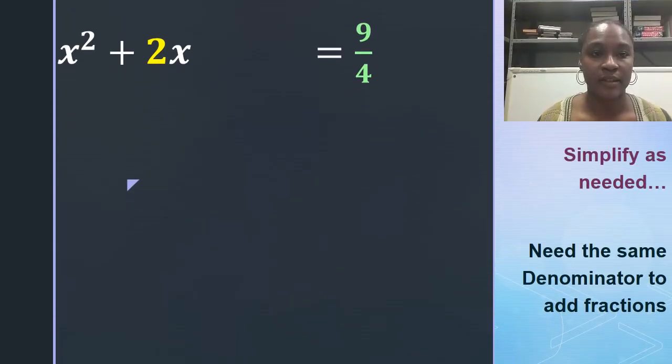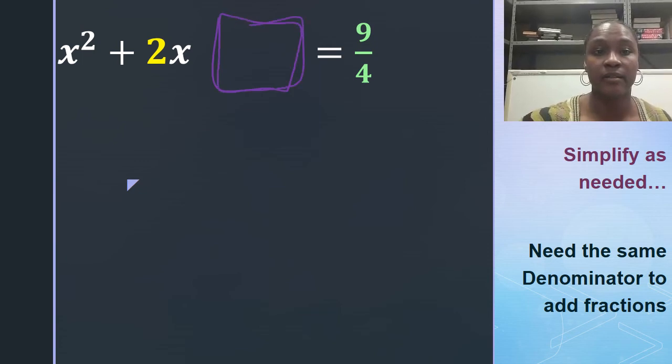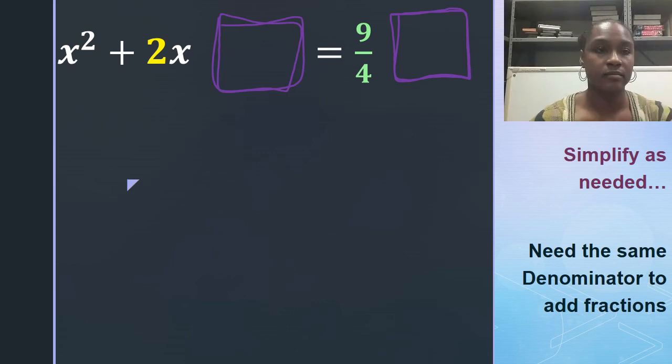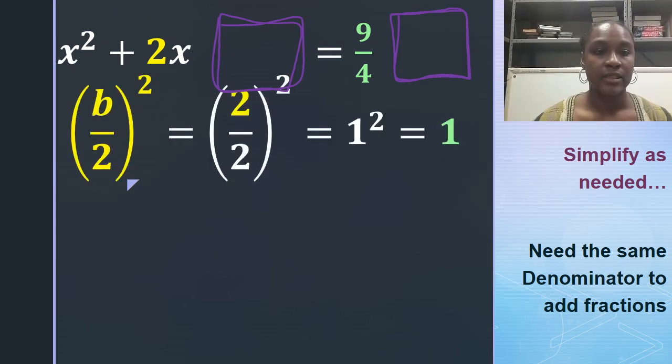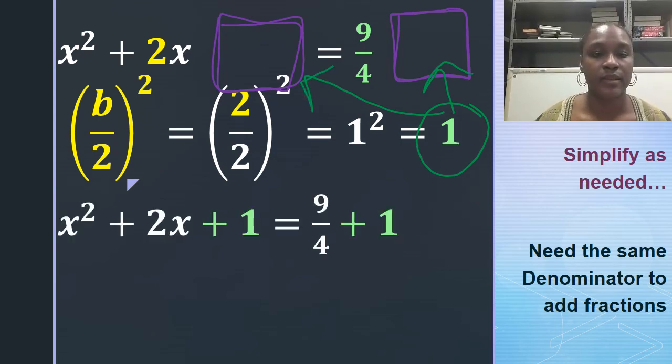So now that we have it like that, we're going to do our same process of doing b over 2 squared in order to determine what to add in to complete the square. Here, whatever you do to one side, you have to do to the other. So in this case, since b is 2, 2 divided by 2 is 1, and 1 squared is 1, this is what we should be adding in to both sides. Like so.